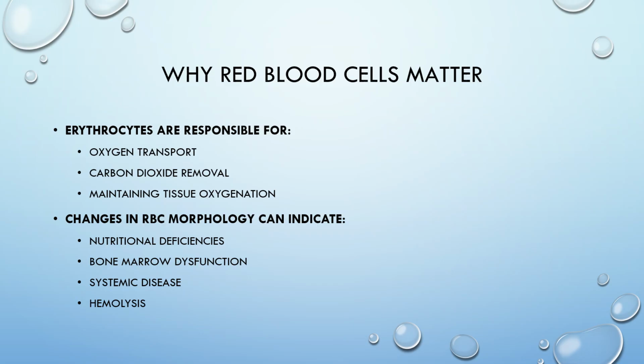A change in hemoglobin production might alter red blood cell color. A defect in membrane structure might change cell shape. A problem with erythropoiesis might change cell size or maturation patterns. So by carefully examining erythrocytes on a smear and correlating those findings with laboratory indices, we can often detect problems long before a full clinical picture develops. In other words, red blood cells are not just oxygen delivery vehicles, they are also diagnostic clues floating around in the bloodstream.